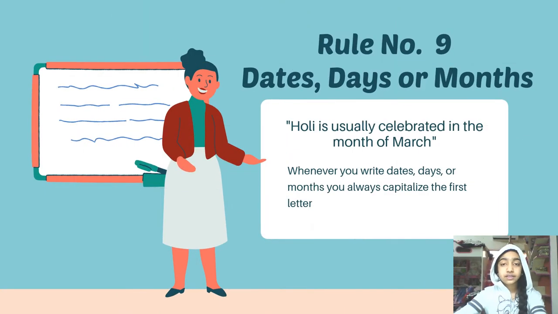Rule number 9 is that whenever you write dates, days or months, you always capitalize the first letter. For example, Holi is usually celebrated in the month of March. The first letter of March is capitalized.